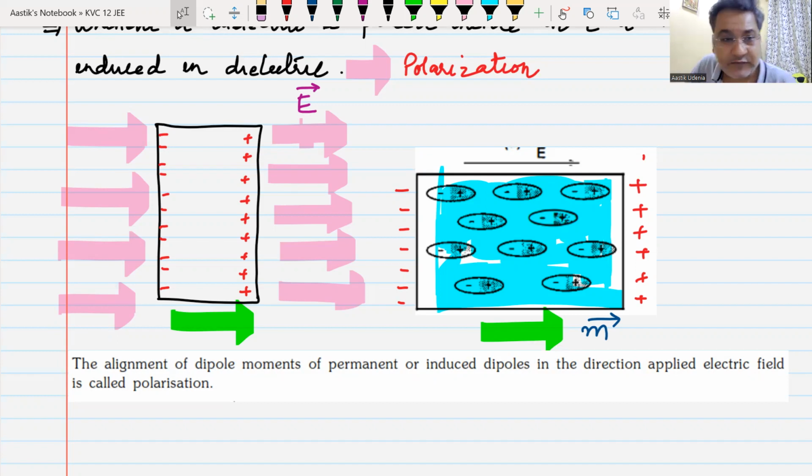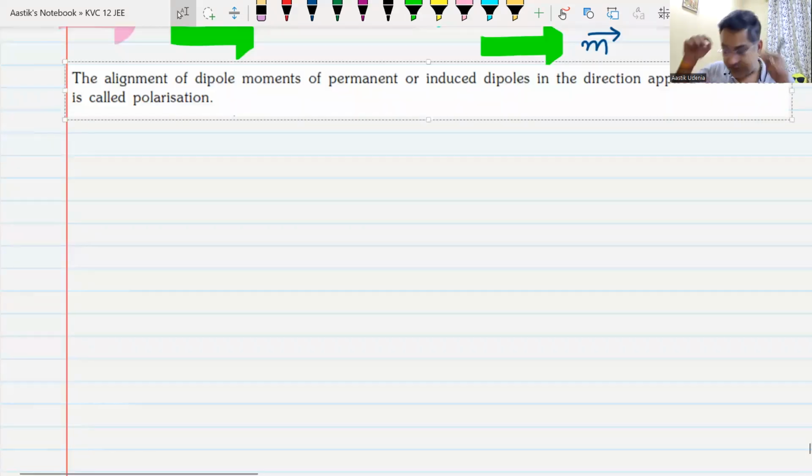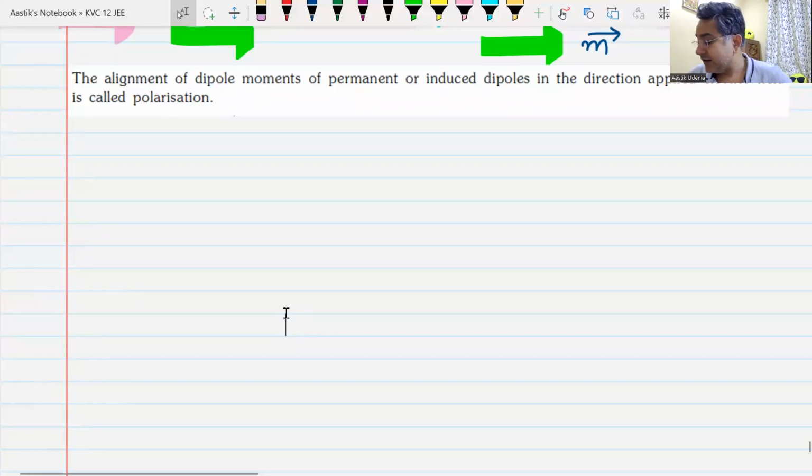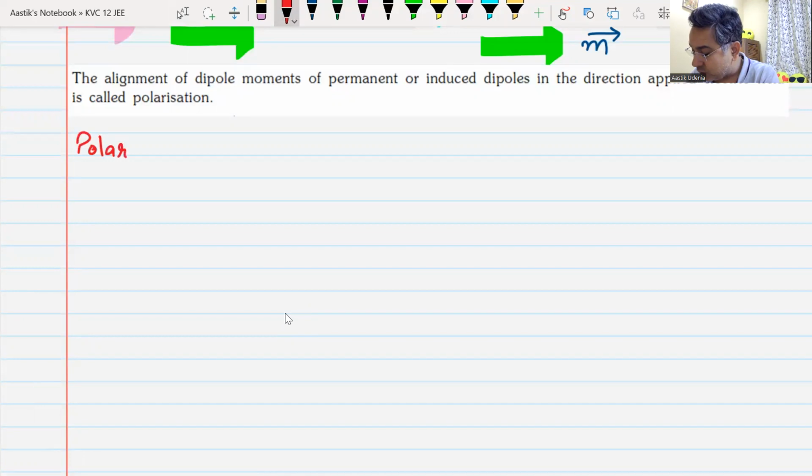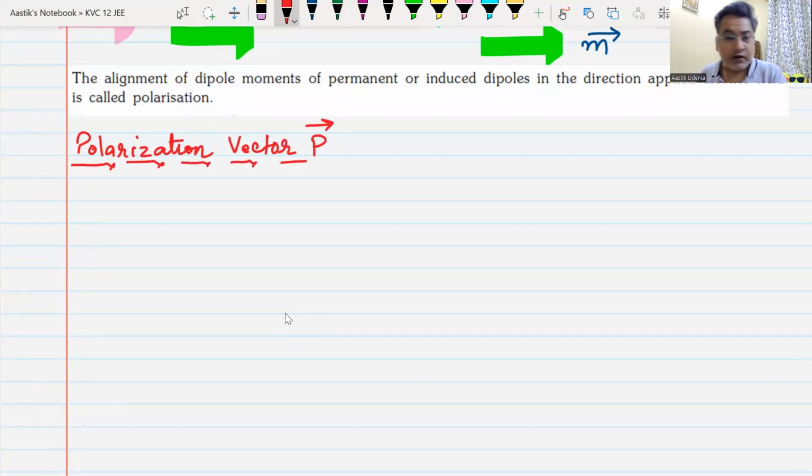Now, whenever we talk about this polarization, it is understood by a vector quantity, and that vector is known as the polarization vector. Remember, what we are doing is only for JEE Advanced. It has got nothing to do with JEE Main. Polarization P vector. Now, what is this polarization vector?